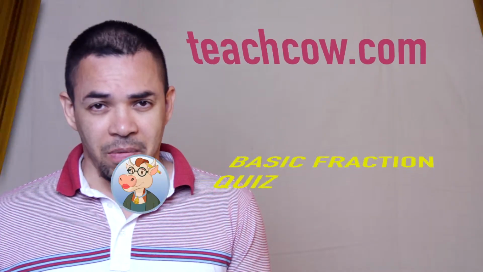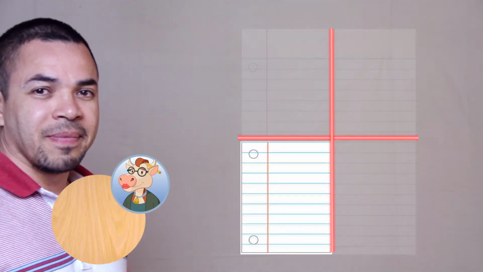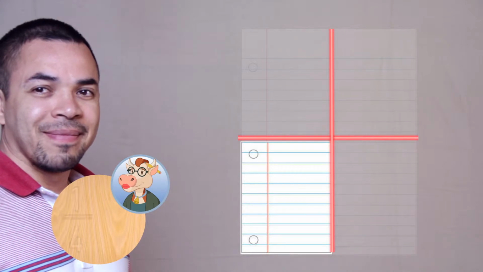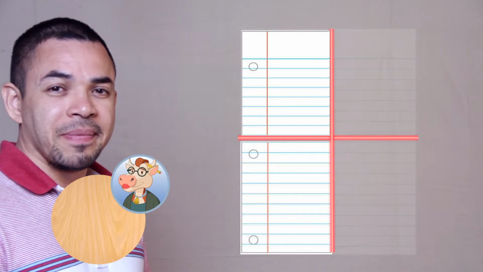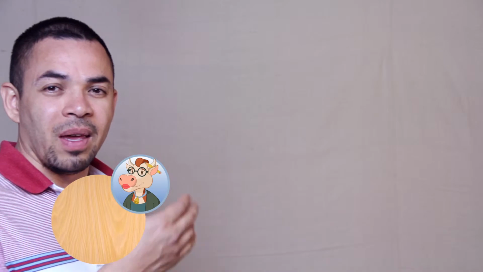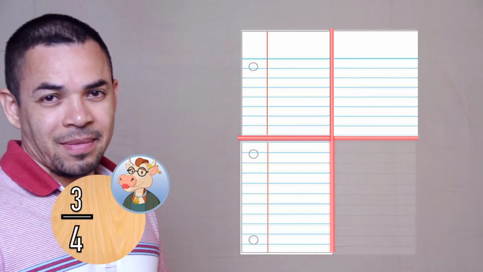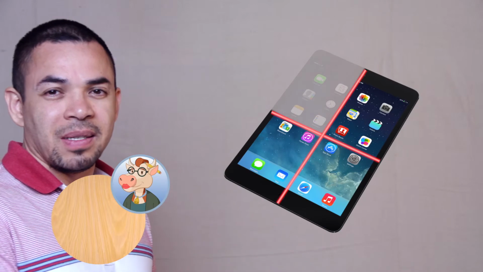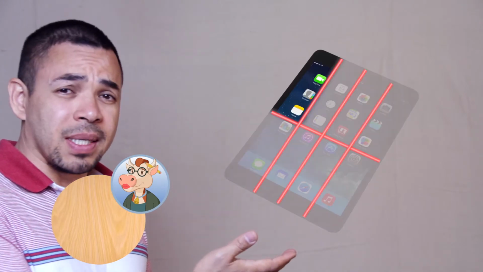Let's go ahead and take a quiz now. What fraction is that? Next fraction. What fraction is that? Okay, what fraction is that? Okay, now let's do the next one. What fraction is this? All right, and finally, what fraction is this?